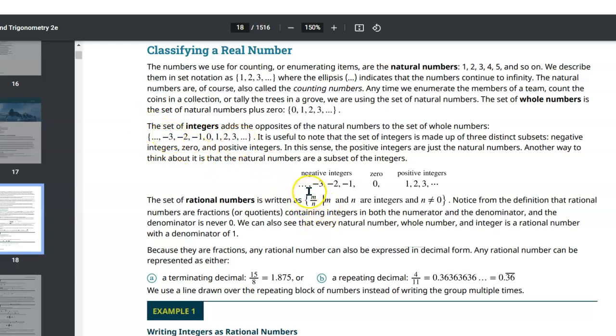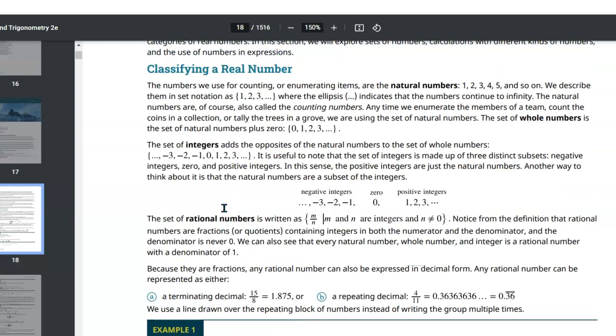Like negative 3 would be negative 3 over 1, where we could let m be negative 3 and n be positive 1. So negative 3 is rational. All the integers are rational. 0 can be written as 0 over 1, and it's fine to let m be 0 and n be 1. So they're all rational. Hence, if you're a whole number, you'll be an integer, and hence you'll be rational. And if you're natural, you're a whole number, and hence you'll be an integer, and hence you'll be rational.